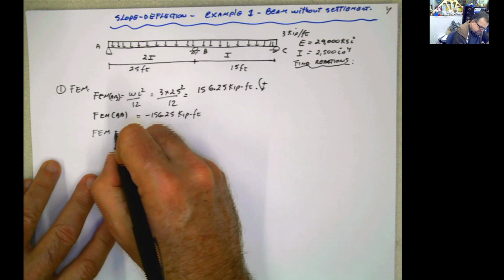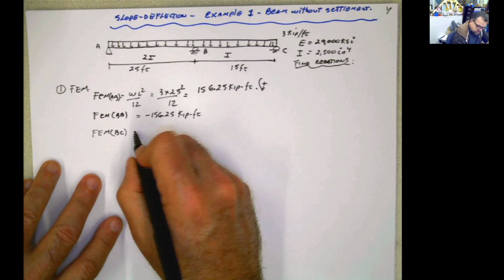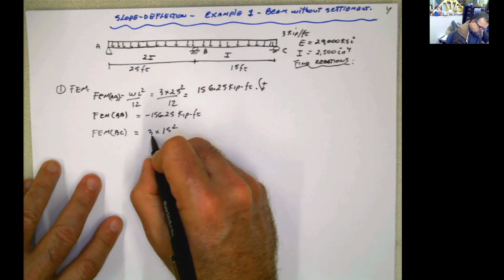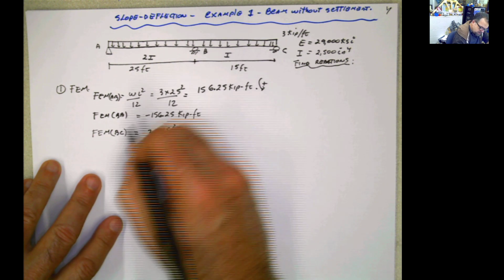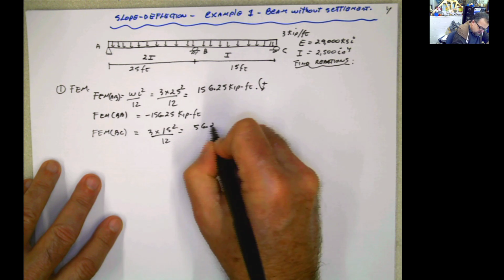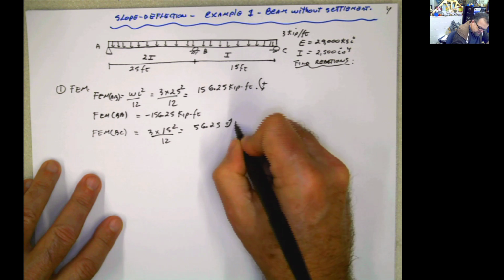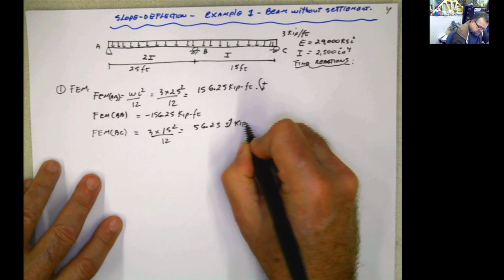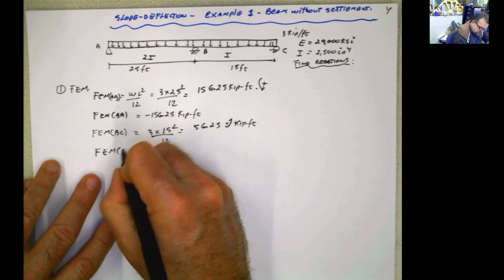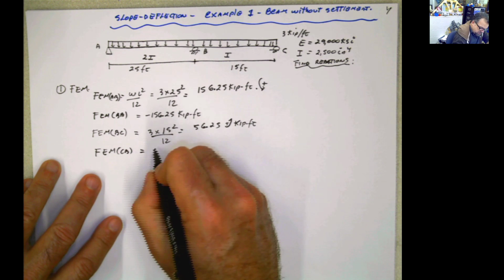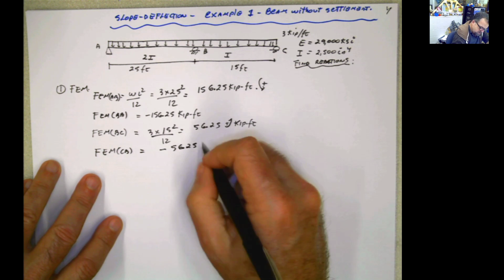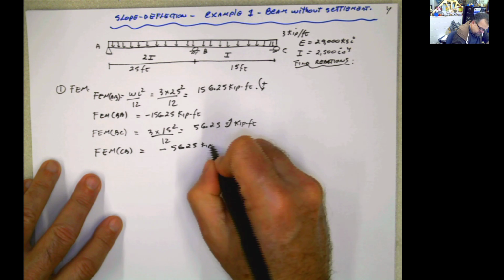Now the fixed end moment BC is gonna follow the same equation. So 3 times, but the distance is different, 15 squared divided by 12, and that's going to be 56.25. Once again, positive. And the fixed end moment CB is going to be negative 56.25.